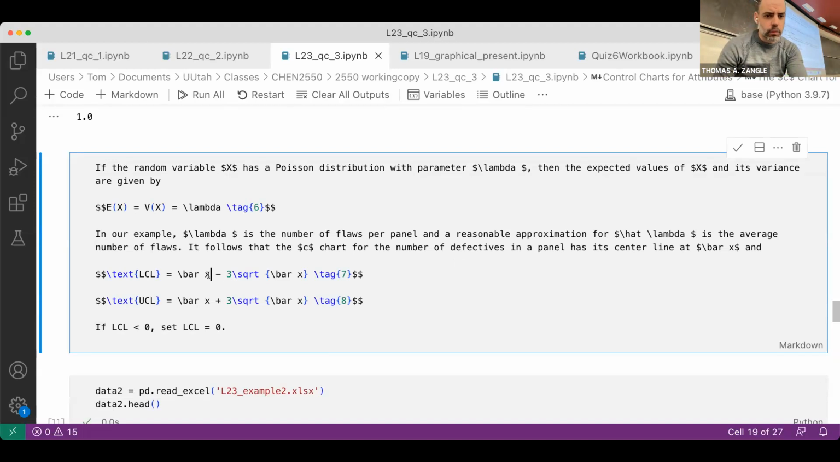Sorry. This should be lambda bar. Let's make this correction. And this should be lambda bar in here as well.